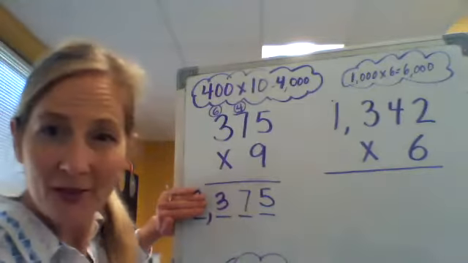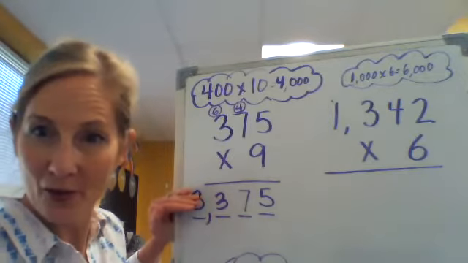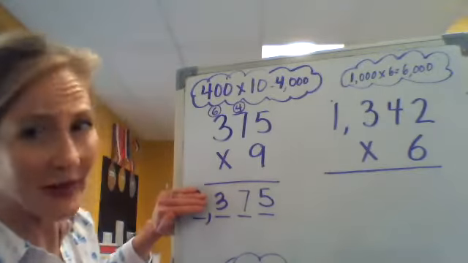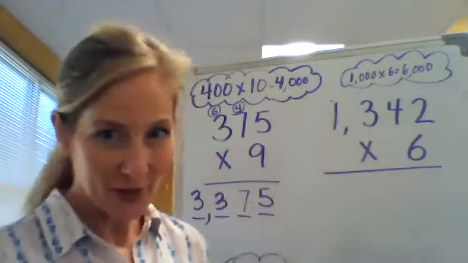If I had gotten 375, then I would have had to go back and try to find out where I went wrong, because that would not have been anywhere near my estimation, right? So here's the other one that we did. Let's do this one together.